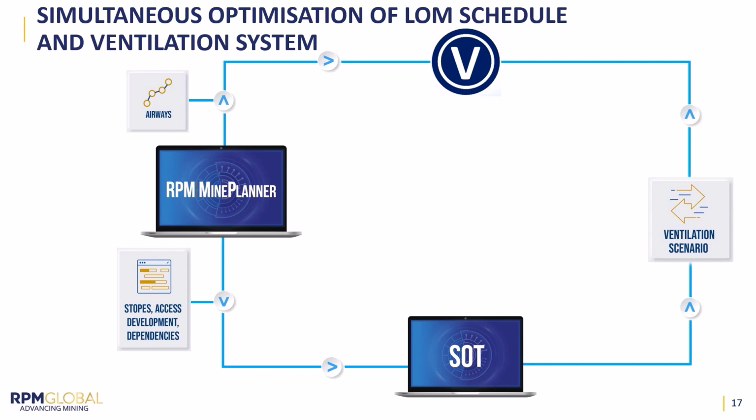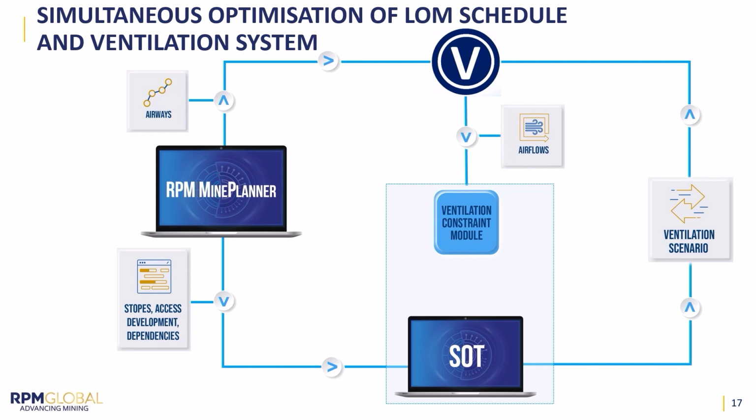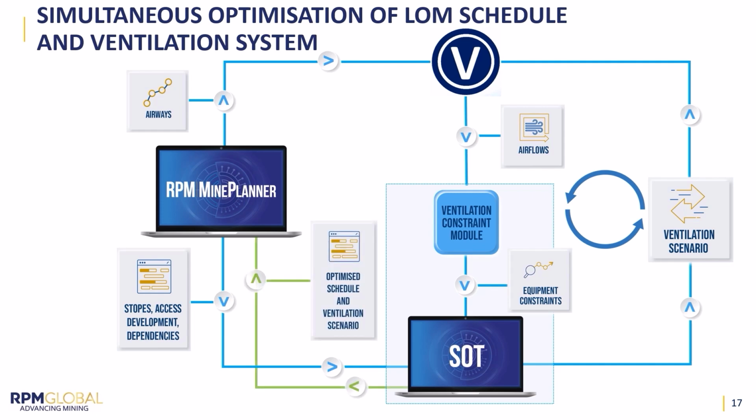Simultaneous optimisation of the life of mine schedule and ventilation system is still a work in progress. The ventilation constraint module generates ventilation constraints that are then applied during the schedule optimisation process so that each schedule adheres to airflow-based equipment constraints for each district and at each stage of the mine life. Adhering to these airflow-based constraints, as well as other constraints related to the project, SOT is then used to maximise the NPV of the long-term schedule.